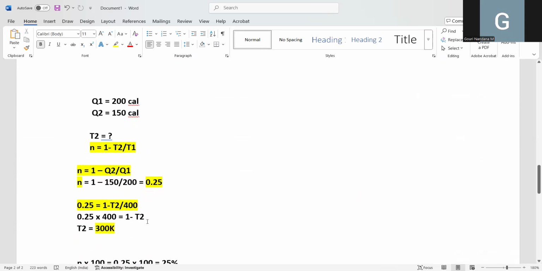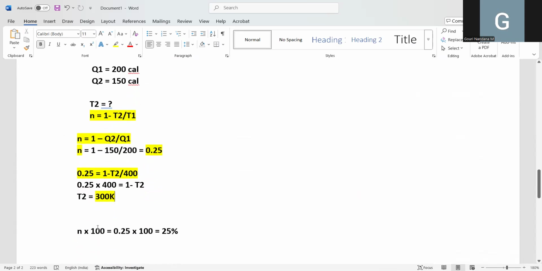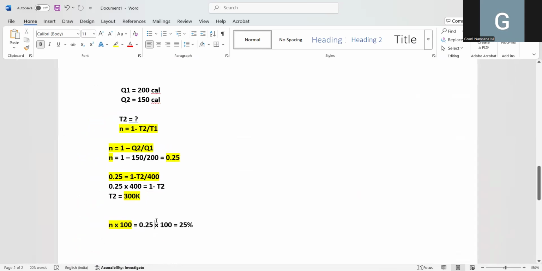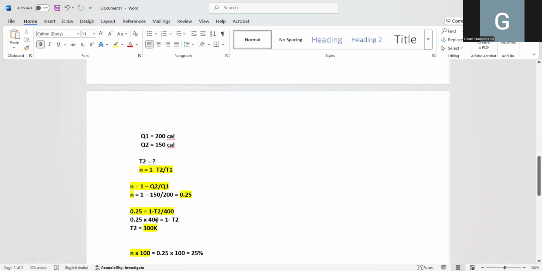Now we need to find the efficiency. In order to find the efficiency, we already found η, right? So now you need to multiply it with 100 in order to get the percentage. So η × 100, that is 0.25 × 100, is 25%. This is the efficiency.